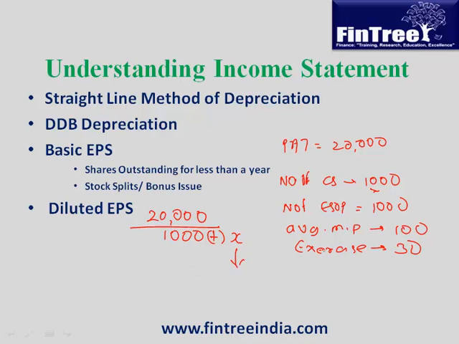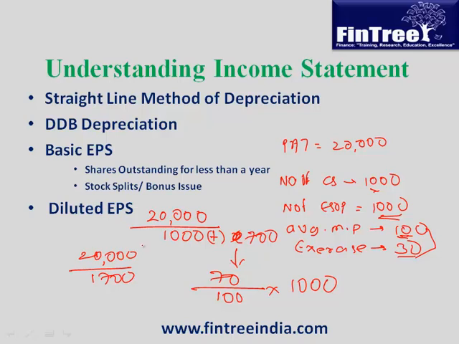This number we are going to calculate using the following formula: what is the benefit to the employee? A 100 rupee share he can buy for 30, so the benefit is 70. As a ratio to average market price, 100, into number of ESOPs, which is 1,000, that would be 700. So your diluted EPS would be 20,000 divided by 1,700, whatever is the number. And of course this method is called the treasury stock method.